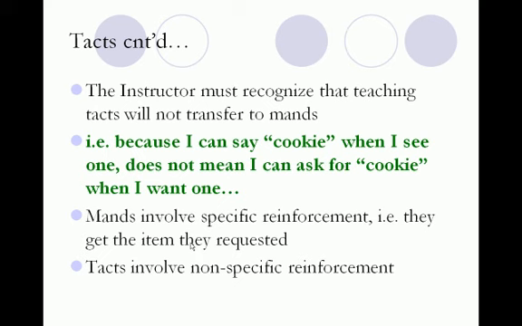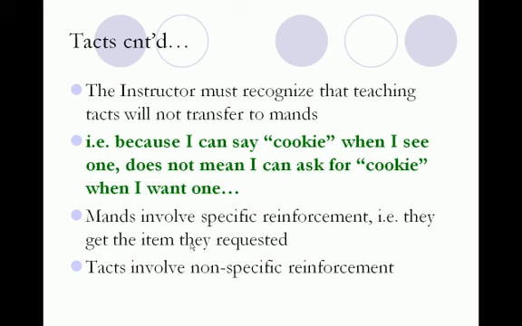Okay, so consider for a second what do you want versus what is it. With a mand, what do you want? Juice box is on the table. That could set up to look like a tact. Child says juice, and they get the juice. A tact, on the other hand, juice box is on the table.